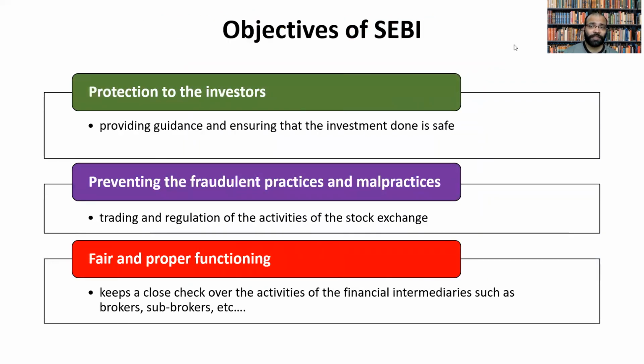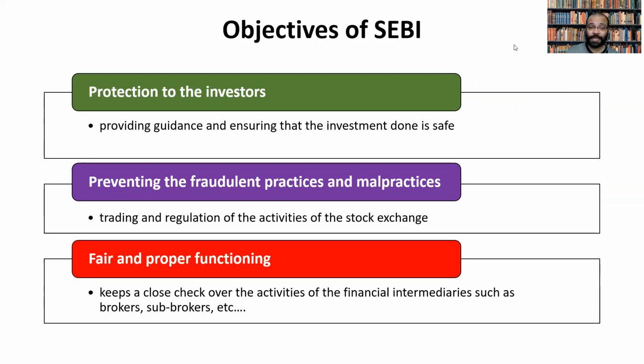Now, what are the main objectives of SEBI? We have 3 major objectives of SEBI. First, protecting the investors. How do you think that SEBI protects the investors? It tries to protect the interest and rights of the investors by giving them guidance and ensuring that the investment they make is safe and secured. Then the second category is that SEBI helps in preventing fraudulent practices and malpractices, where we can find the trading and the regulation of the exchange activities that are happening in the stock market.